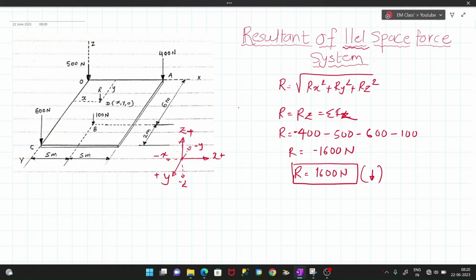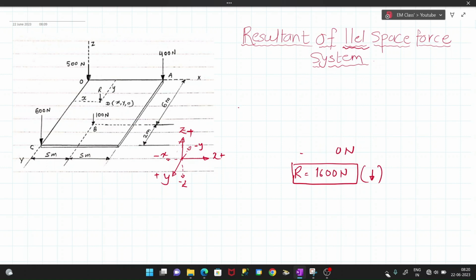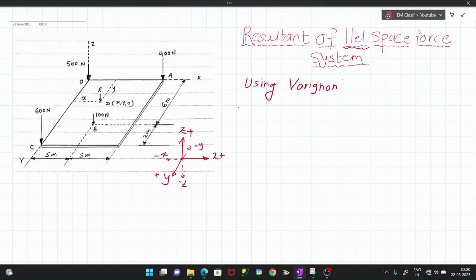Now we will see how to find out the position of the resultant. To find the position of the resultant, first of all we have to see the particular position at which each force is acting. And one trick or one point you have to always analyze, that we have to find the position using Varignon's theorem.